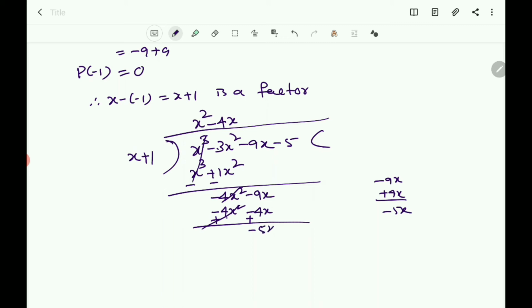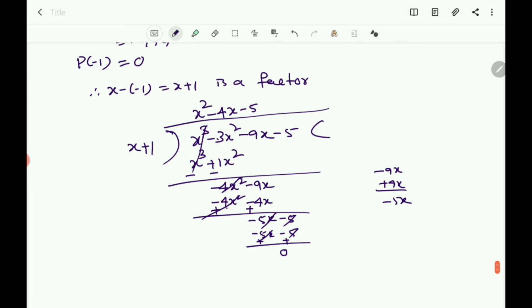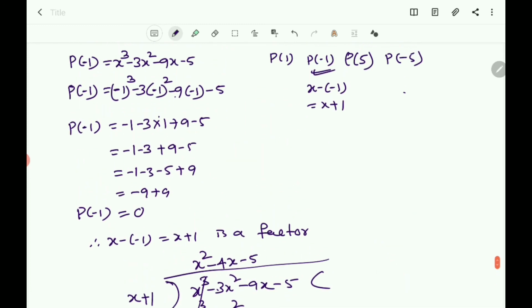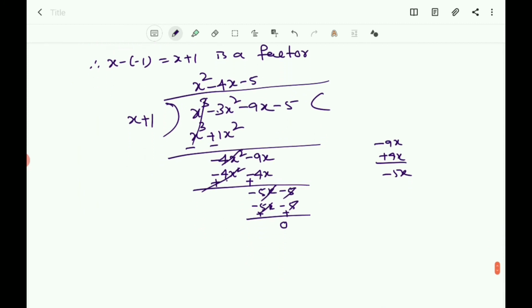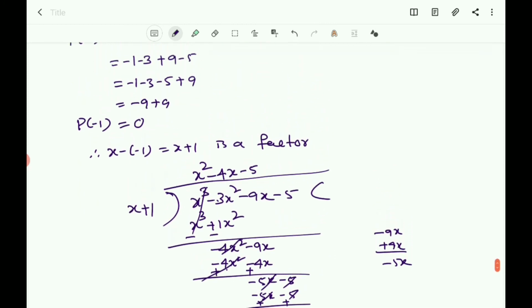You write minus 5x. Then you take minus 5 below, and here it is minus 5x, means you must multiply x by minus 5. Then x into minus 5 is minus 5x, and 1 into minus 5 is minus 5. Then we change the sign. Minus 5x plus 5x cancels, minus 5 plus 5 cancels, that is 0 here. So to get the other factors, you must factorize the x square minus 4x minus 5 by splitting the middle term here.